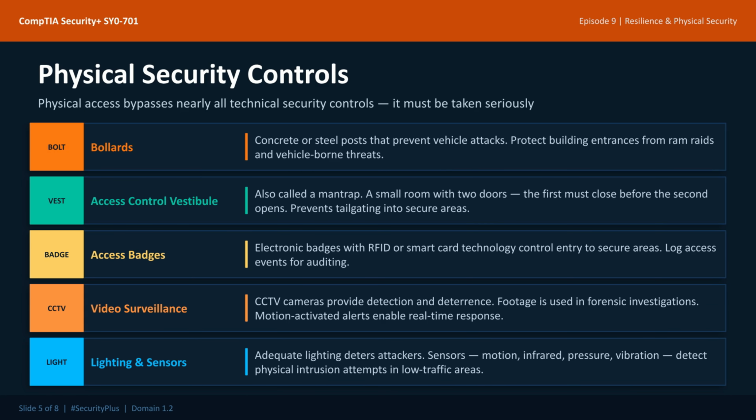Physical security controls are critical, as physical access bypasses technical defenses. Bollards prevent vehicle attacks, and access control vestibule, or man-trap, prevents tailgating. Access badges control entry and log events, while video surveillance and lighting provide detection and deterrence.